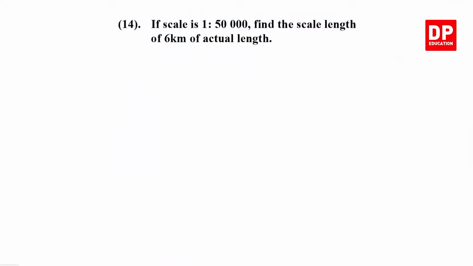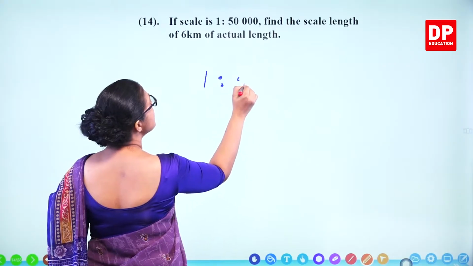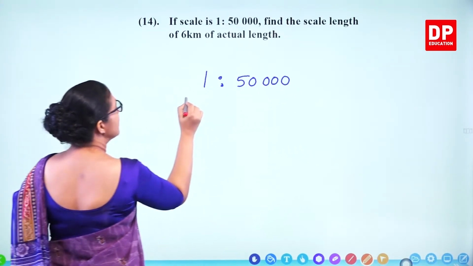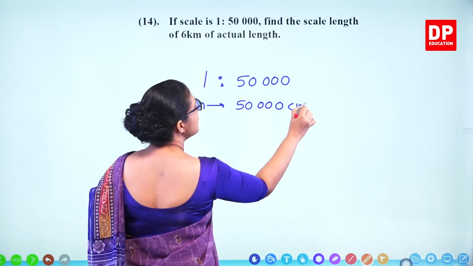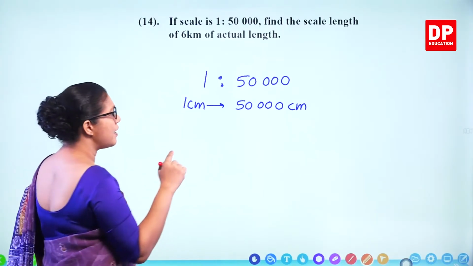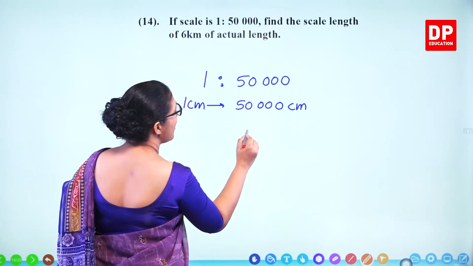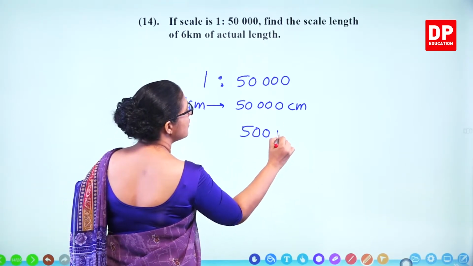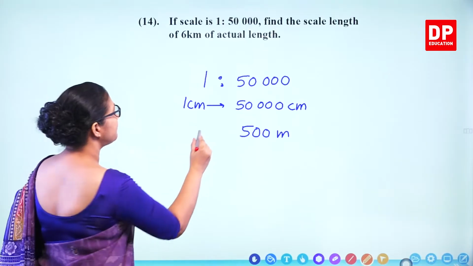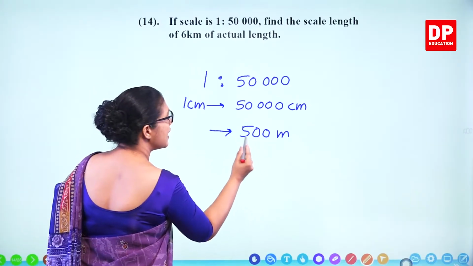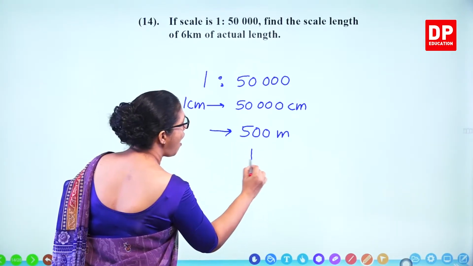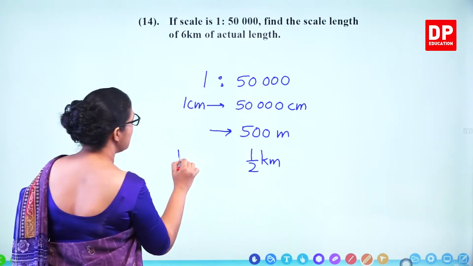Question number 14. If scale is 1 to 50,000, find the scale length of 6 kilometers of actual length. 1 to 50,000 means 1 centimeter represents 50,000 centimeters. How do you convert to meters? You divide by 100. So when you divide by 100, 2 zeros get cancelled out. That's 500 meters. Now we need kilometers. Divide by 1000 again. You get 0.5, which means half a kilometer is 1 centimeter.